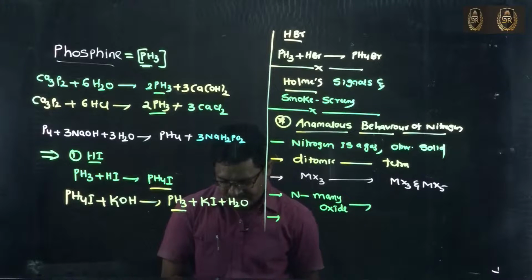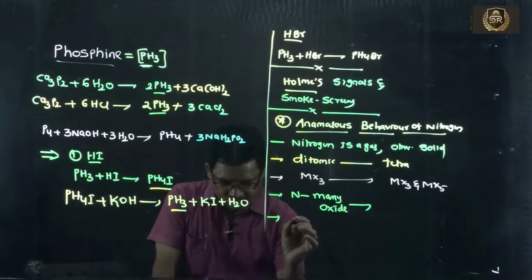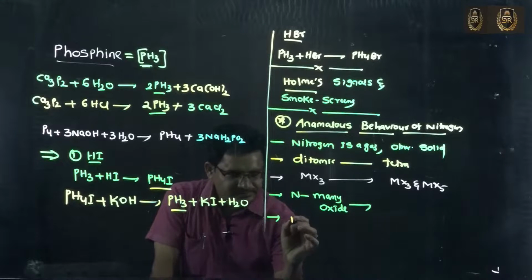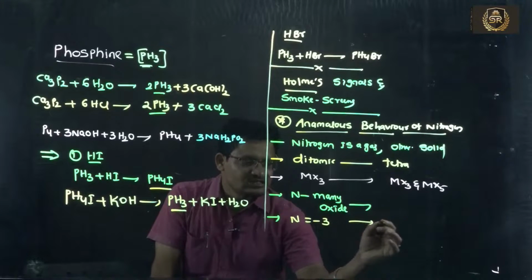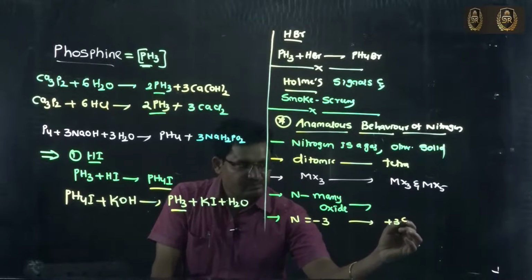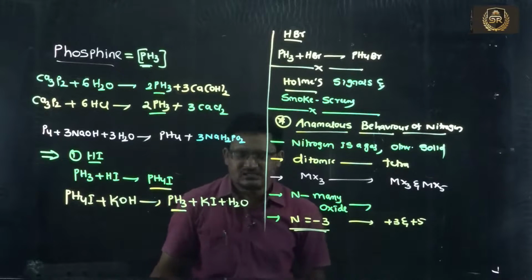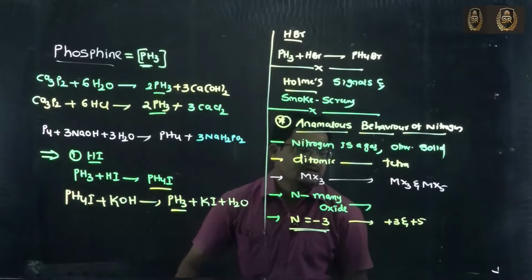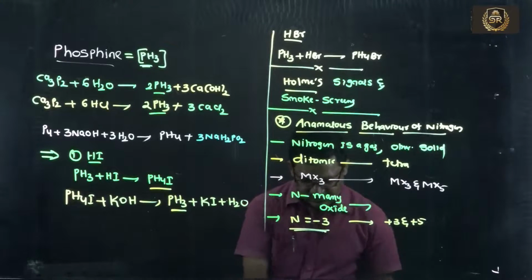Next point, nitrogen is predominantly in the -3 oxidation state, while the other elements are predominantly in +3 and +5 oxidation states.